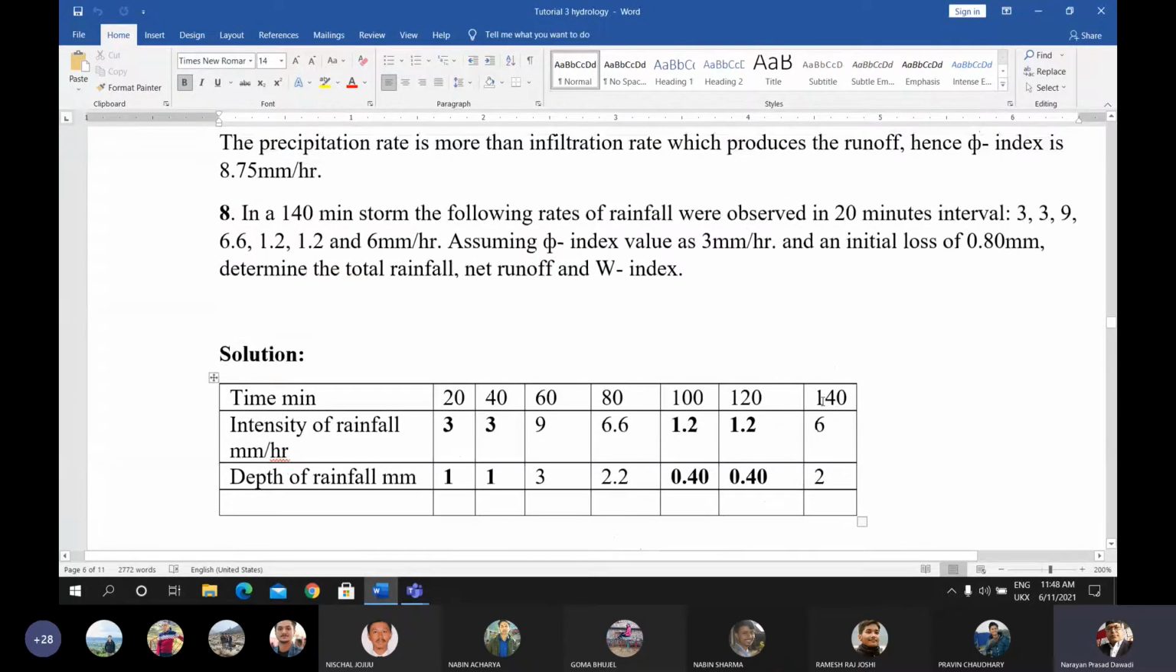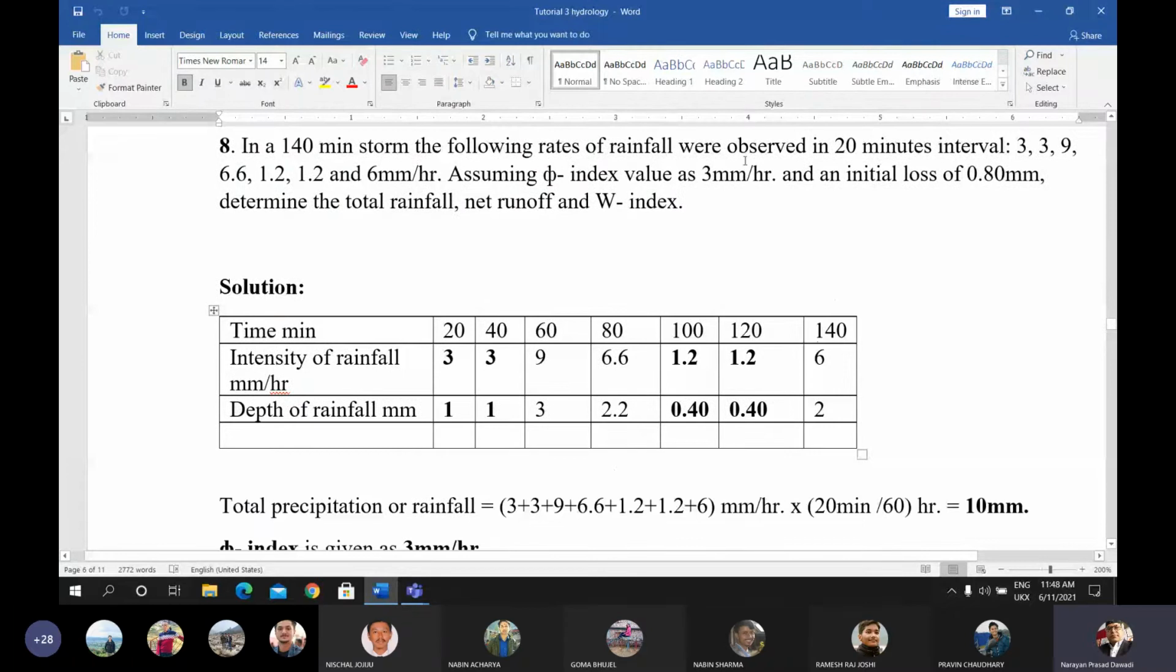Now the phi index. Look at the phi index. Phi index is given as 3 mm per hour. Phi index can be assumed as 3 mm per hour. But look at the intensity of rainfall here, and compare this phi index with the intensity of rainfall for the first 20 minutes, second 20 minutes, fifth and sixth 20 minutes. The intensity of rainfall is less than or equal to 3 mm per hour in the first 20 and second 20, 40-minute duration.